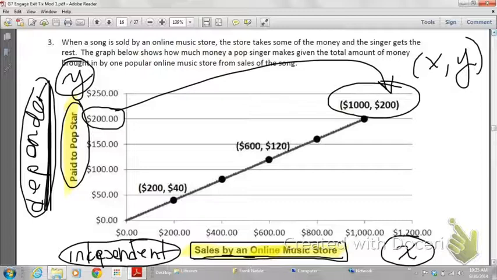Okay, and this is real crucial in, I think it was 3E, where a lot of the students got that question incorrect because they did not plot the point, or they did not designate this point in specific terms, with online music store sales being the X, and pop star money being the Y.